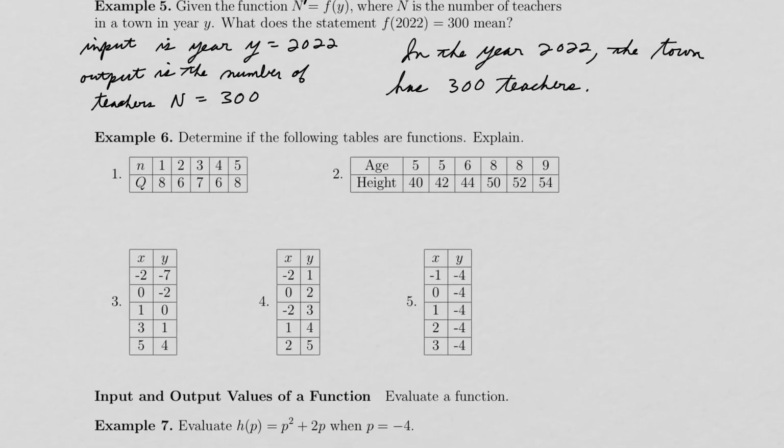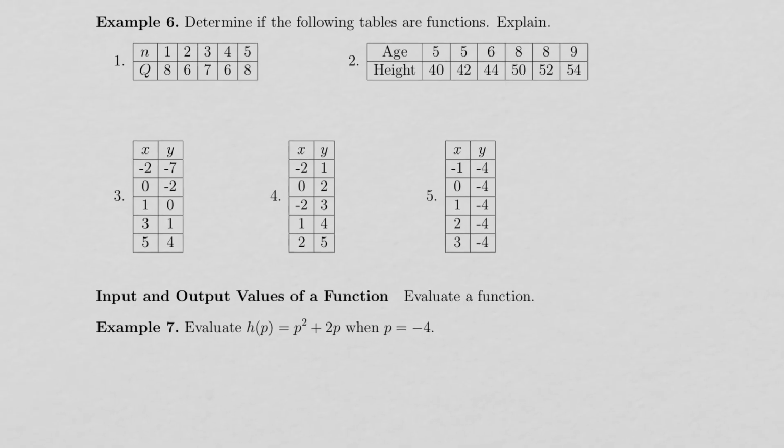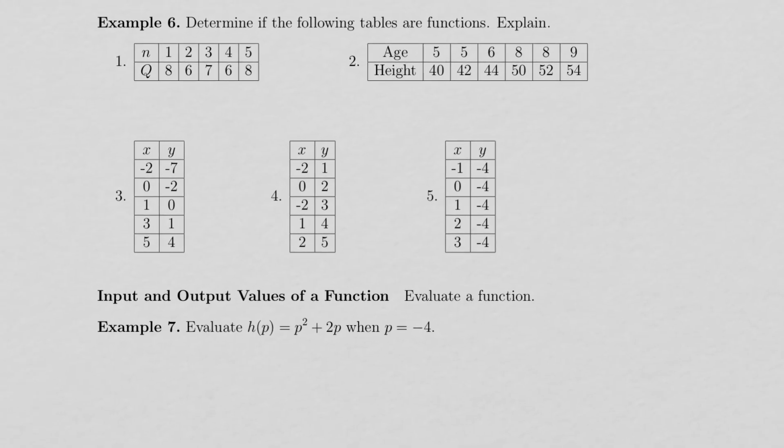If we look at these tables, there are 5 different examples. We want to determine if those tables represent functions. They certainly represent relations, right? Because I could draw a set of ordered pairs based on those tables. But do they represent functions? Well, again, the quickest way to answer that question, let's look at table 1 here.